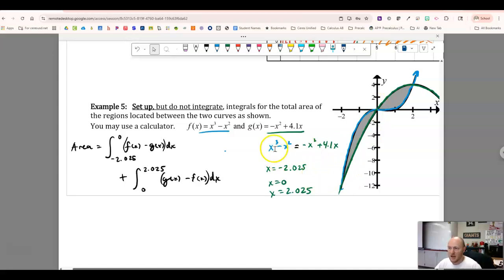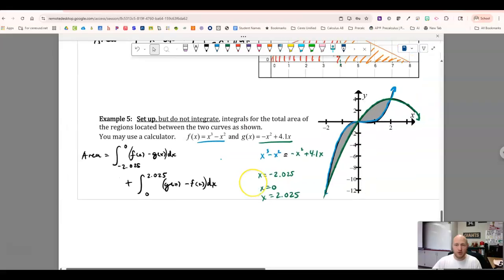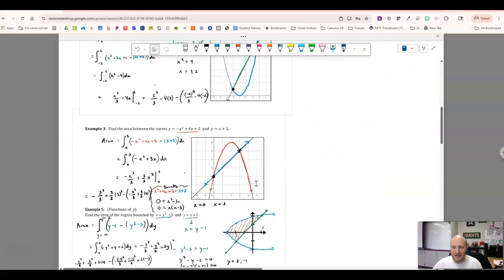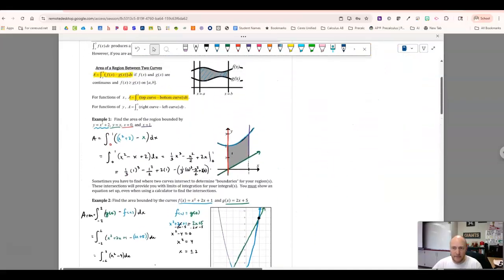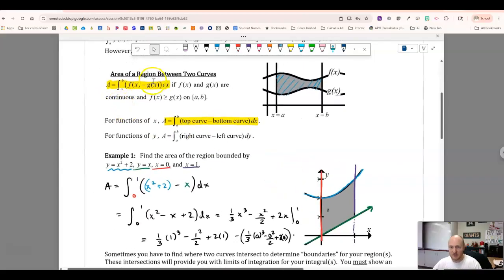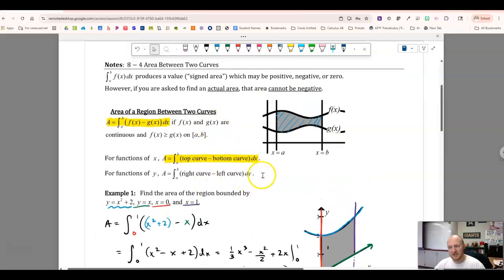On this one, we had to use a calculator to find those exact bounds. That's super nasty. Don't try to solve that, but use your calculator when you have access to it. So anyway, area between two curves: you're going to integrate the top minus the bottom curve. If you have it in terms of y, right minus left, that's super, super rare, but top minus bottom will definitely be on the AP test.